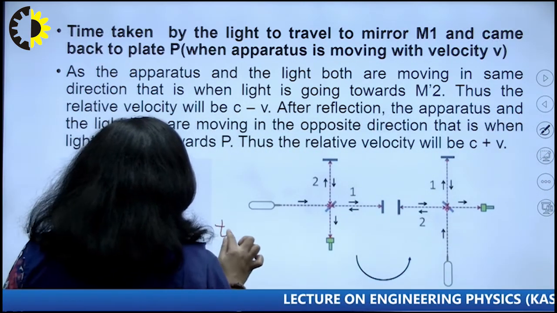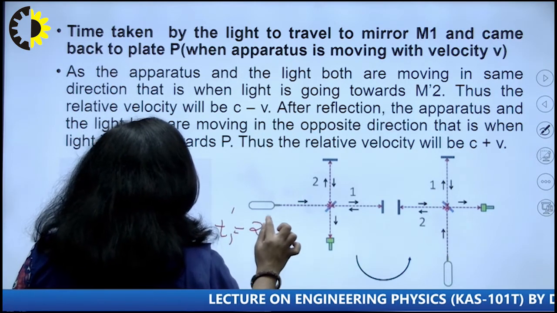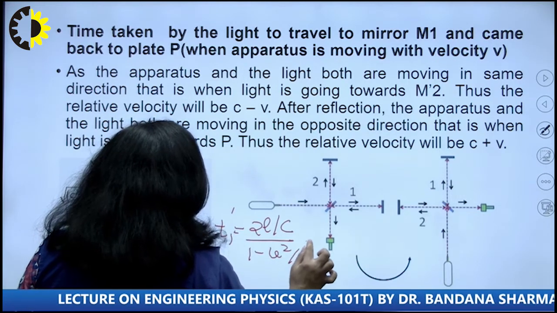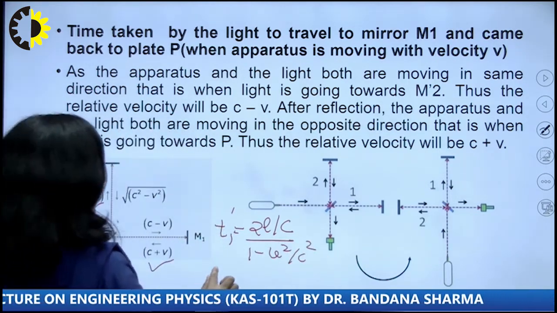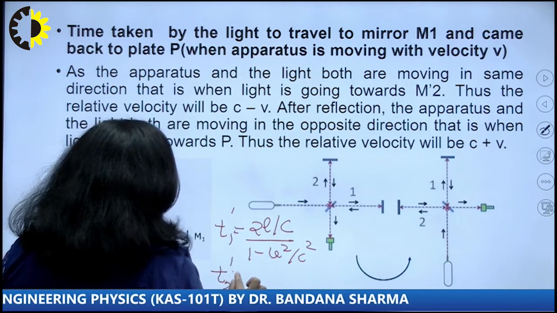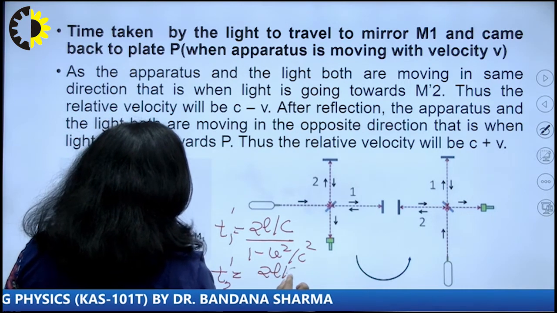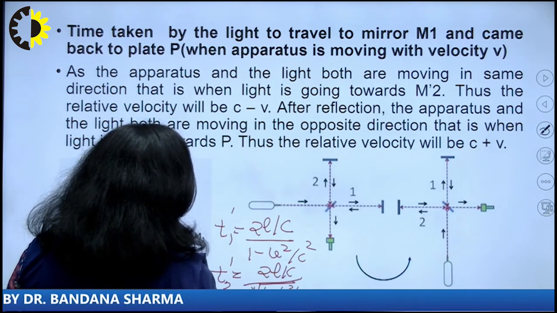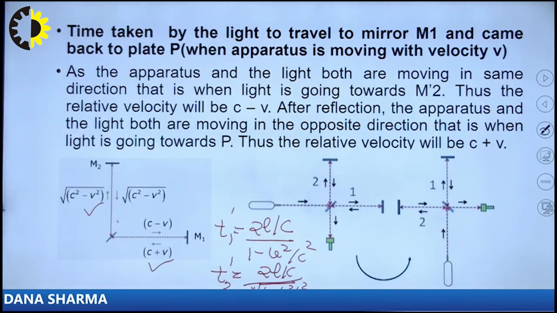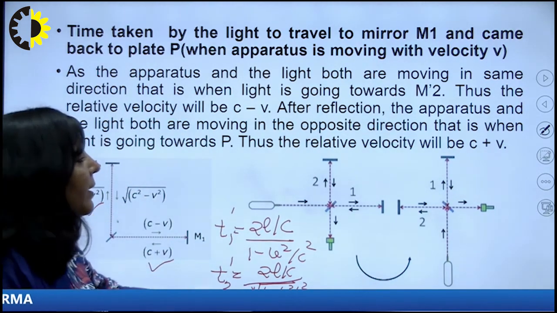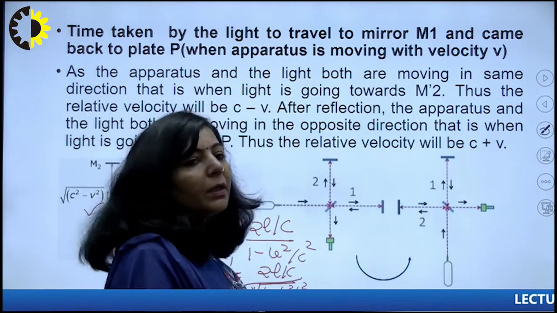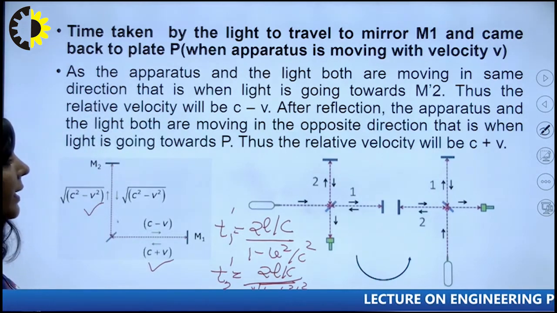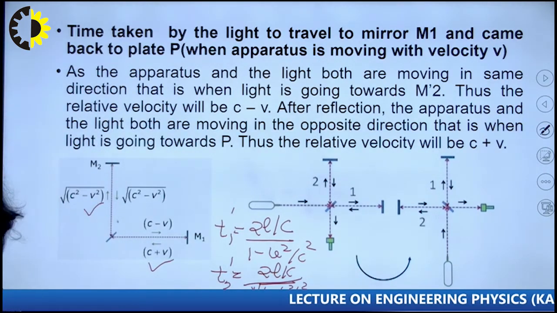This transmitted ray is taking time 2L by C upon 1 minus V square upon C square. This is the time taken by the transmitted ray, and the time taken by the reflected ray is simply 2L by C upon under root 1 minus V square upon C square. So now you can see there is a difference in time, meaning both the rays will reach the glass plate at different times. So if the light rays are taking different times, then there will be a time difference.